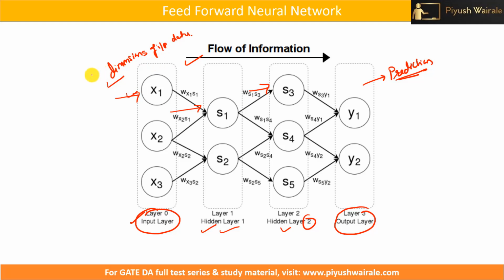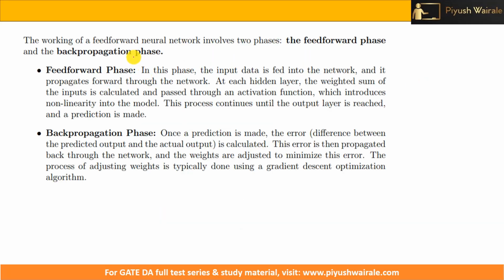So I hope you understand the architecture of this feed-forward neural network. Nothing in it, just flow of information, from the input layer to the output layer along this particular path. For the rest of it, you can just refer to the notes, that will be enough. Working of a feed-forward neural network involves two phases.